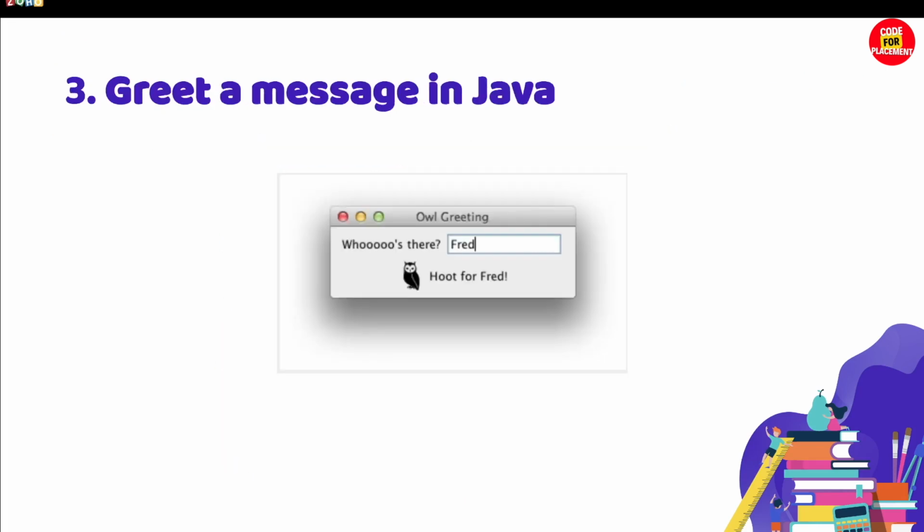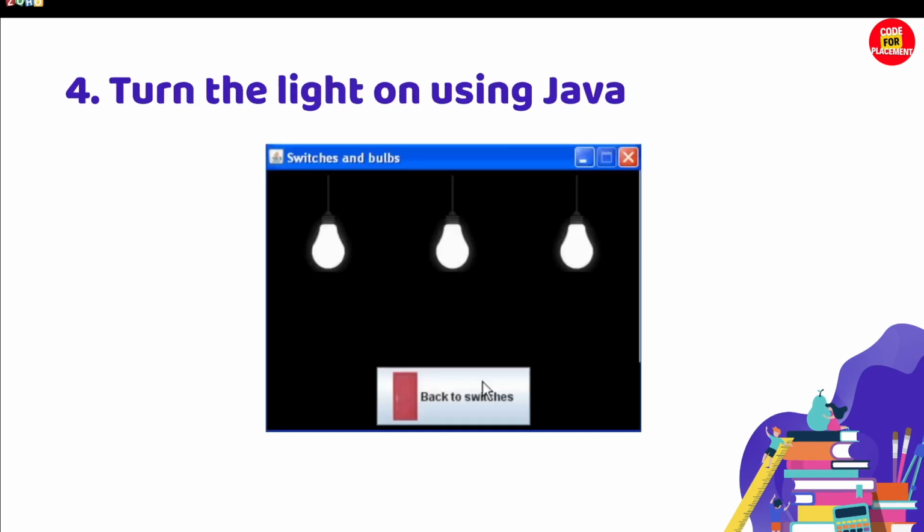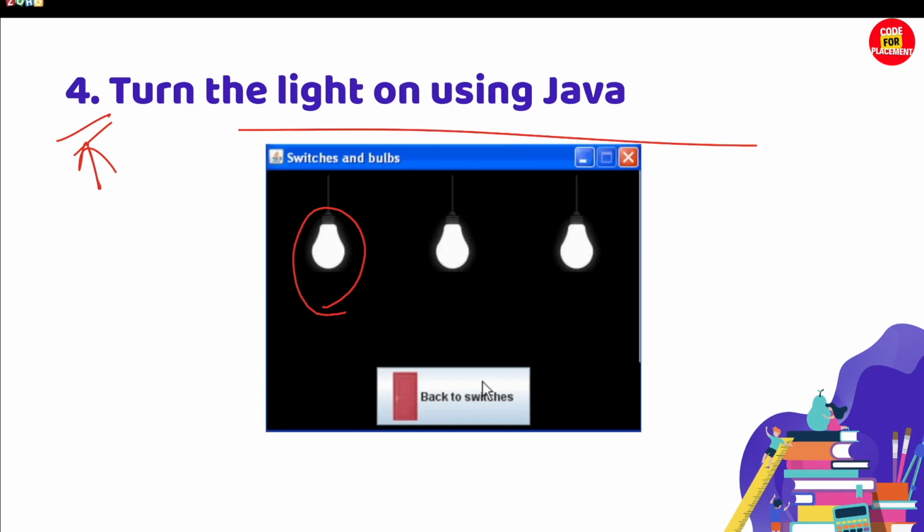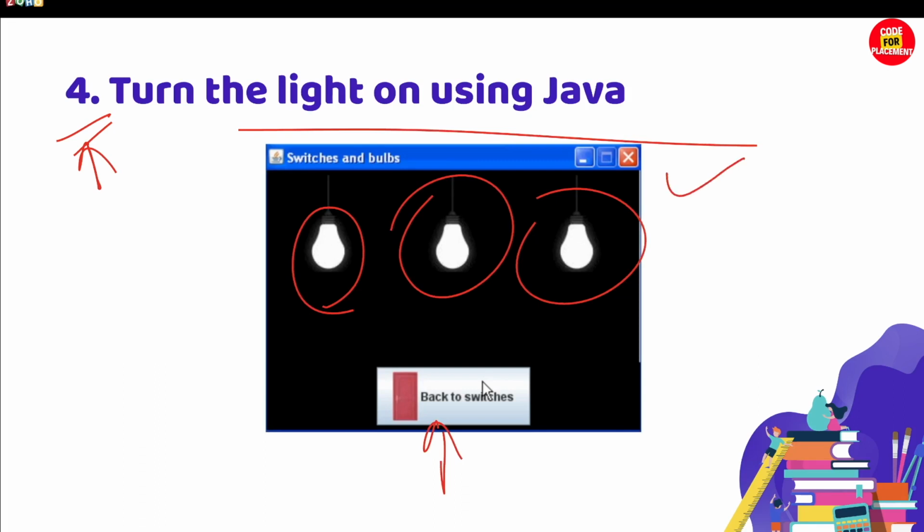The third project which we are going to talk about is greeting a message in Java. You will have a greeting message where you can type in who's there, and the application will give you the response back. This is one of the best tools to interact with. The fourth project is turning the light on using Java. You will have 3 bulbs, and you will be able to turn them on by using a switch. This is the fourth project in our series, which we will cover in an upcoming video.